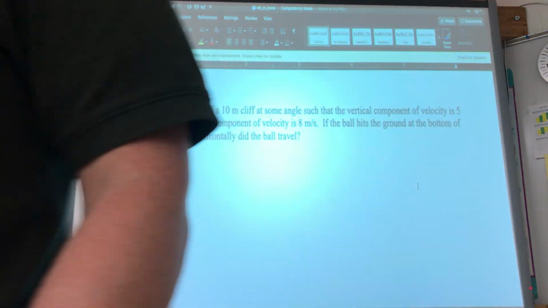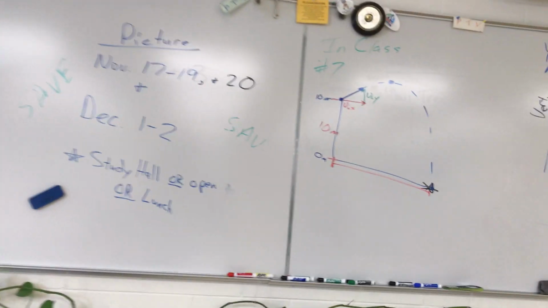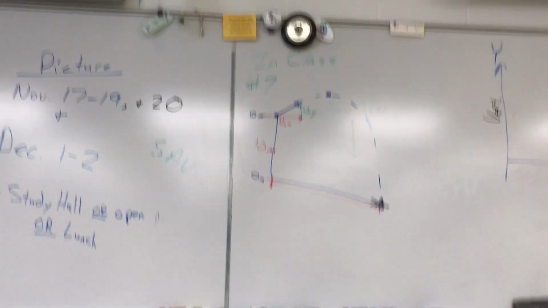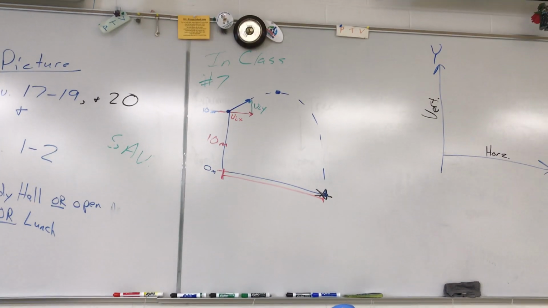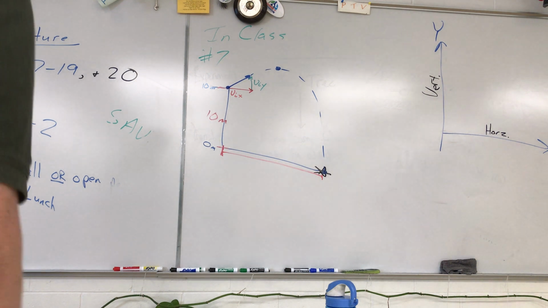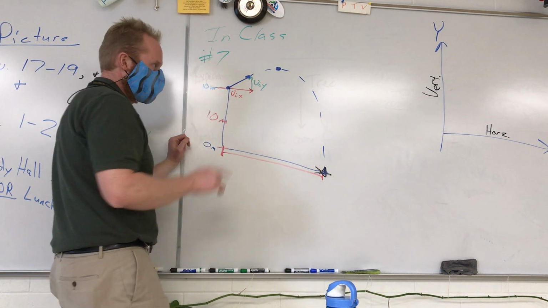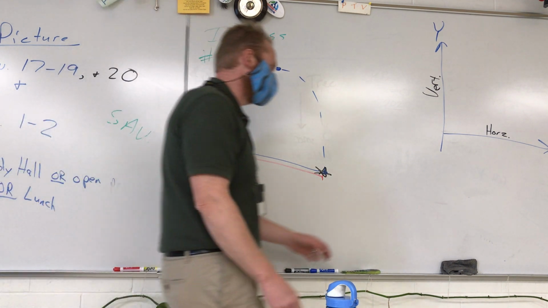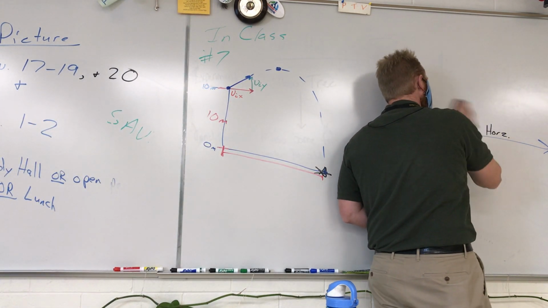Angle launch at some angle. Delta Y is equal to 0 unless specifically stated otherwise. This is me specifically stating otherwise. You start at the top of a cliff and it lands at the bottom. That's not equal to 0. They don't start and end at the same height. So let's take a look at this one.